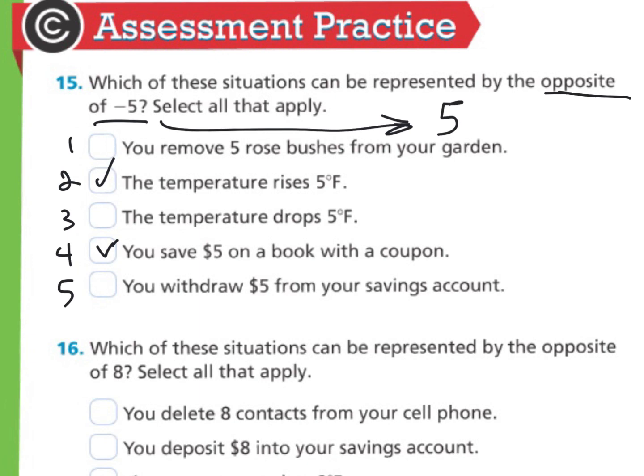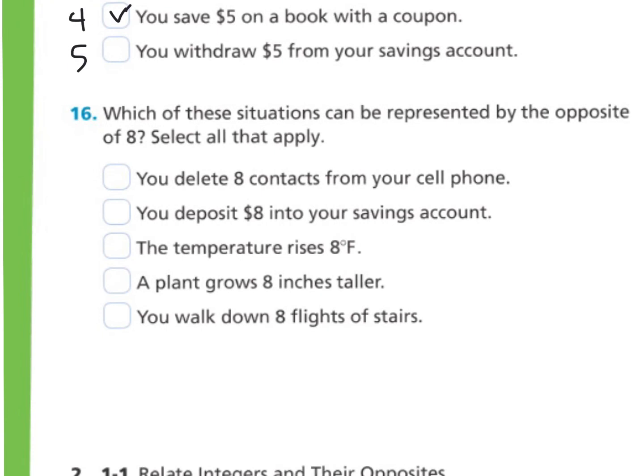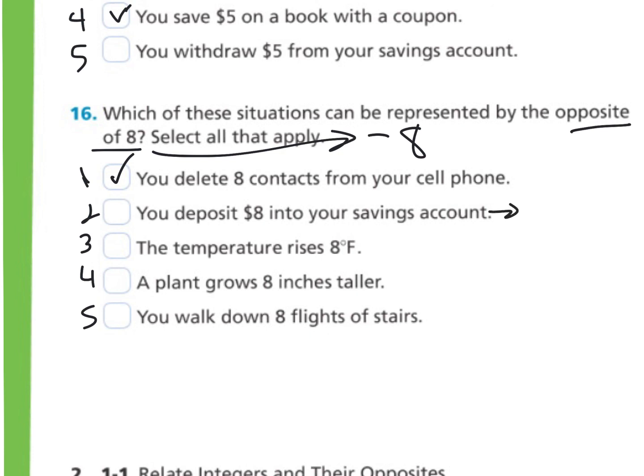Okay? And then 16, which of these situations can be represented by the opposite of 8? So the opposite of 8 would be negative 8. So we'll just look through those. The first option, delete 8 contacts from your cell phone, would represent negative 8, so that works. If we look at the second one, depositing $8 into your savings account, with savings accounts you think in terms of how much money is in the bank. A deposit is putting money into the bank, so that would be a +8, so we're not going to check that one.